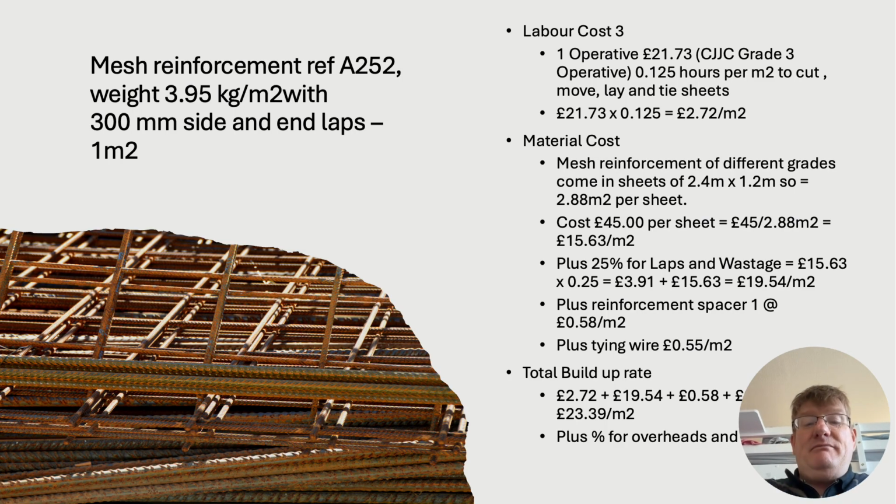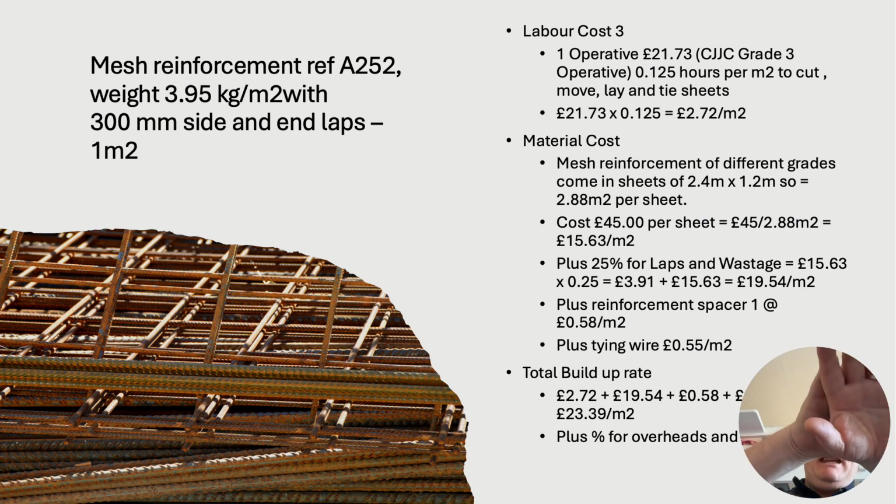Material cost then, obviously mesh reinforcement, different grades, come in sheets 2.4 by 1.2. I got that off the internet. Costs £45 per sheet. 45 divided by 2.88 gives me £15.63 a metre squared.